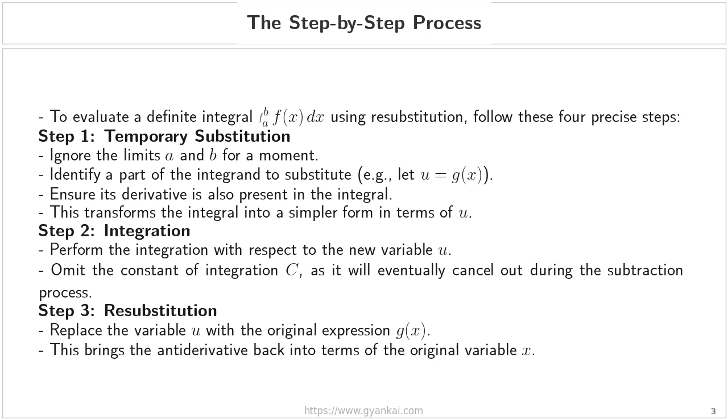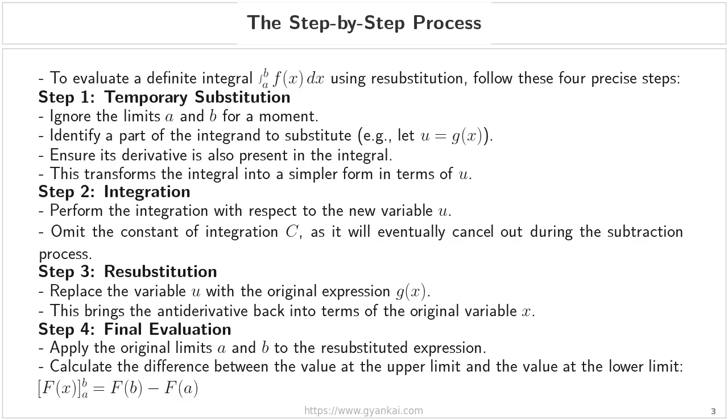Step 3, resubstitution. This is where we bridge back to the original variable. We replace u with the original expression we defined it as, that is, we substitute g of x back in for u. This brings the antiderivative back into terms of x, which is essential before we can apply the limits of integration. Think of it as undoing the first step, but after we've done the integration.